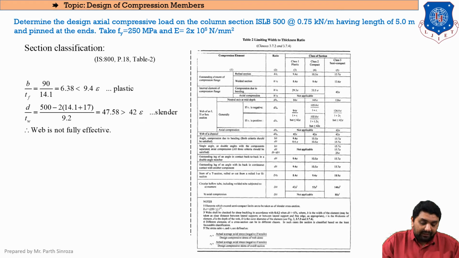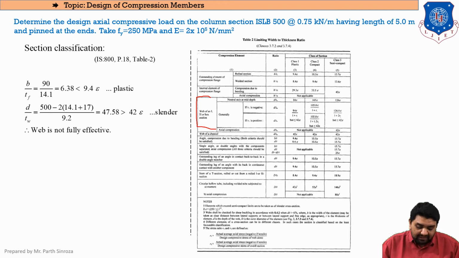Here you can see we have taken b as 90 as per our steel table. So the value comes out to be 6.38. That is less than 9.4 epsilon. Epsilon can be solved using the case that we have seen earlier too. So this is a plastic section. That means our flange belongs to a plastic section. So our flange is satisfied. There is no issue with the flange portion. Now we'll be seeing the web portion, and for the web portion, we'll always be seeing this row, that is web of I, H or box section.